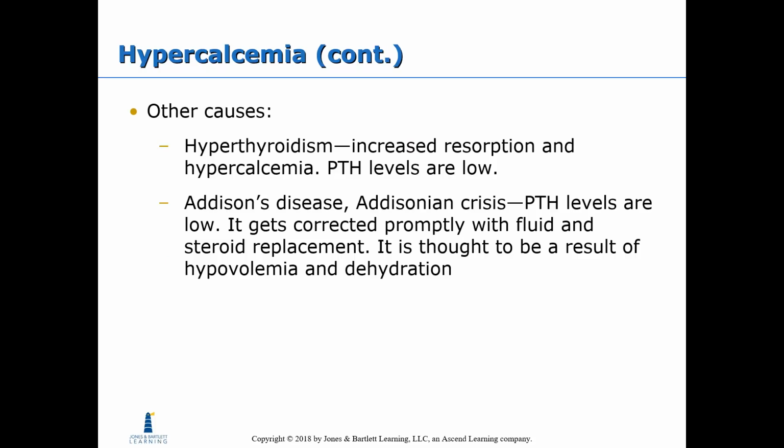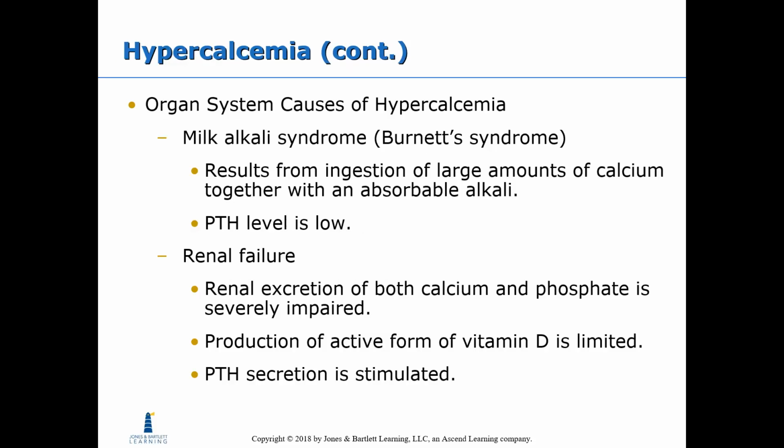Other causes: hyperthyroidism is an increased resorption in hypercalcemia. PTH levels are low. Addison's disease is another one, the Addisonian crisis. PTH levels are low. It gets corrected promptly with fluid and steroid replacement. It is thought to be a result of hypovolemia and dehydration. Organ system causes of hypercalcemia.